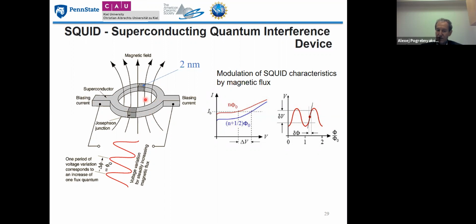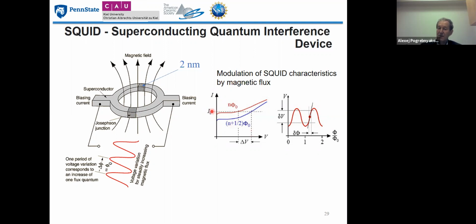In the absence of external magnetic field, these currents will be equal. But if we apply external magnetic field that will penetrate through this ring, it will induce a circular current that will be added to the current that is passing through, and it will change the current through each of the Josephson junctions. In this way, we can modulate the current or the voltage.